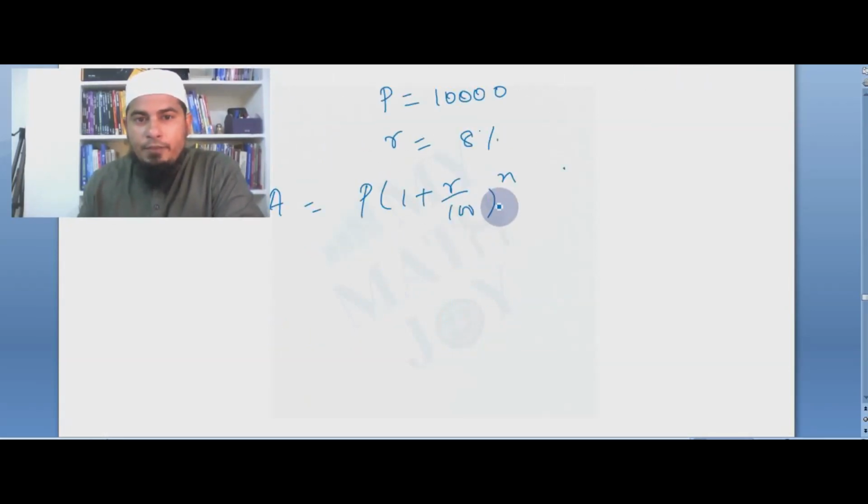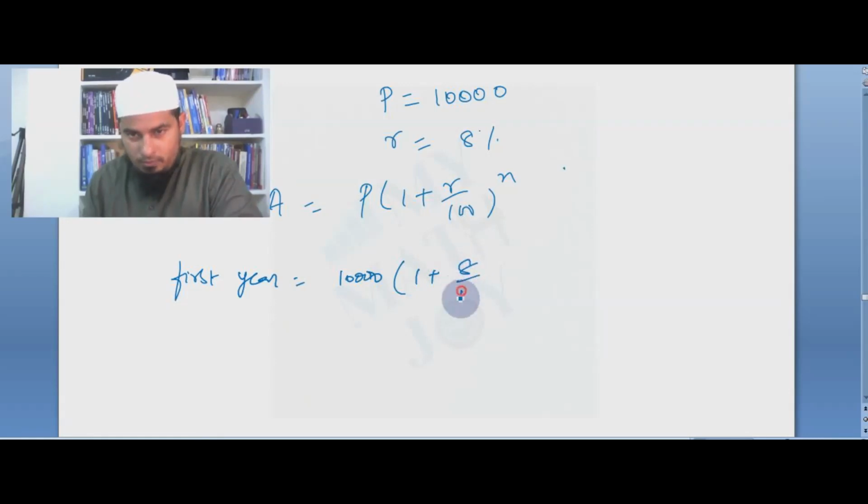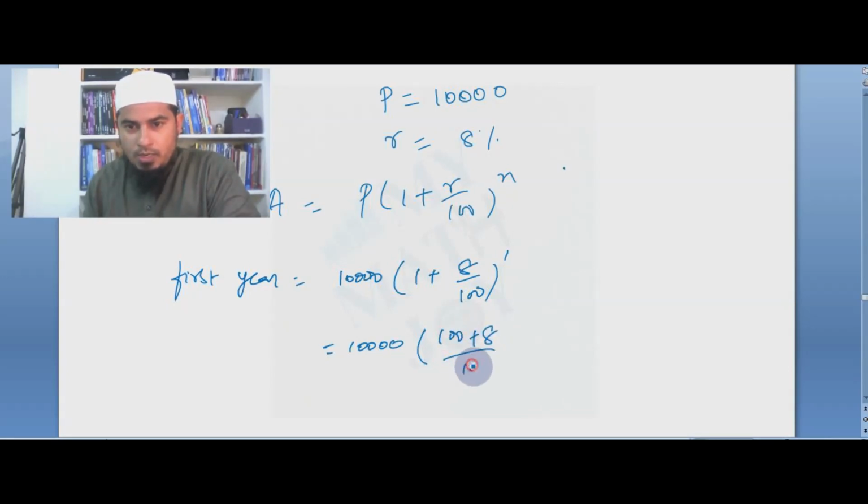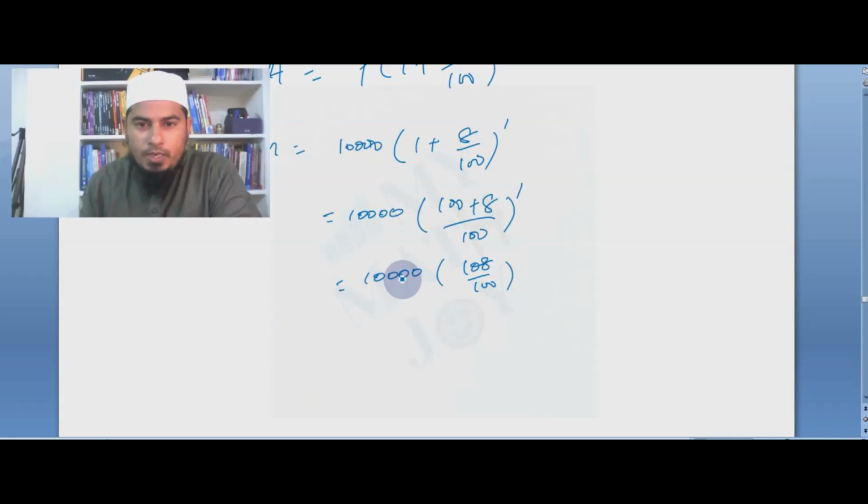So let us calculate for the first year. After 1 year, the amount will become 10,000 times 1 plus 8 over 100, whole power 1. That is 100 plus 8 over 100, whole power 1, which is 108 over 100. When we calculate next, it will become 10800. This is the amount after 1 year.